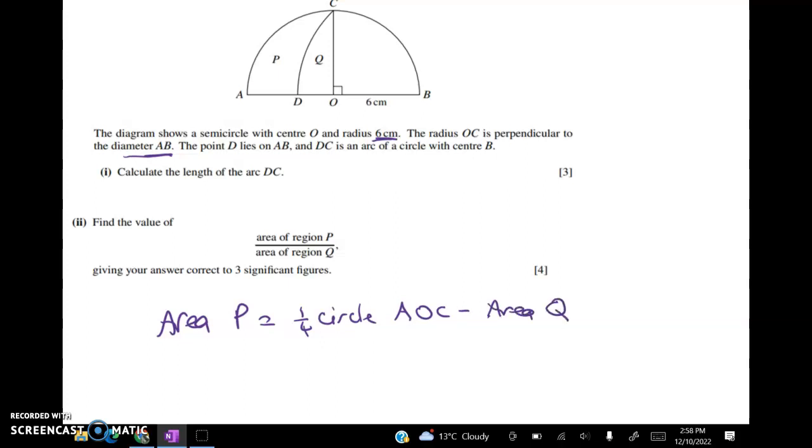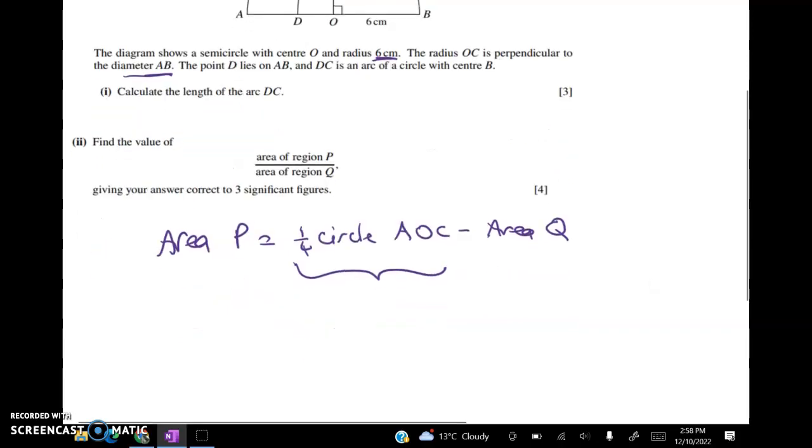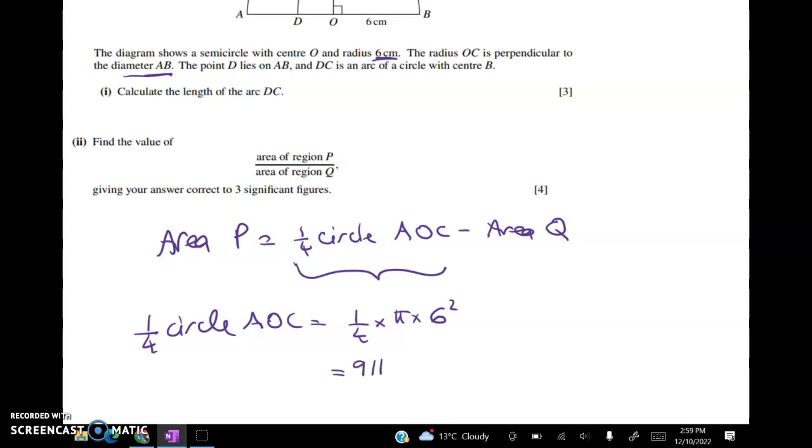So we're not going to find that one first, although this quarter circle is very easy to do. So the quarter circle AOC is equal to a quarter times pi times the radius of 6 squared. So that works out to be 9 pi.